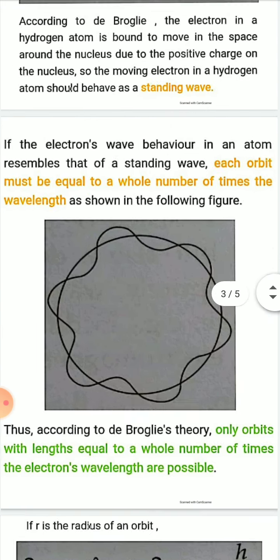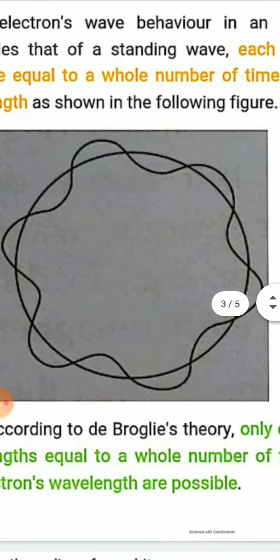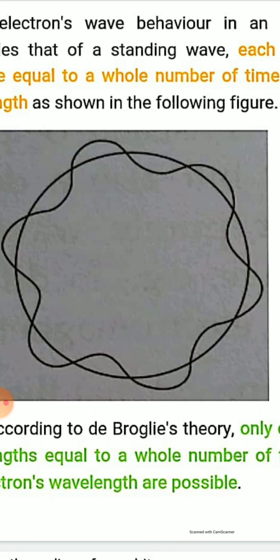Okay, according to this figure, if you count along this circular path, you will see that 2 pi r is equal to 6 lambda, because here a total of 6 wavelengths are given. Okay, but it may change, 6 or 5 or 4. Here, according to this figure, it is 6 lambda.